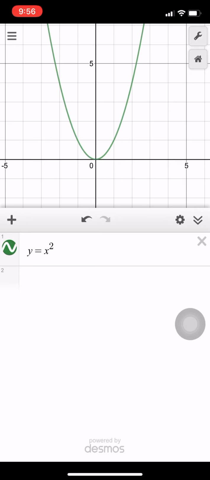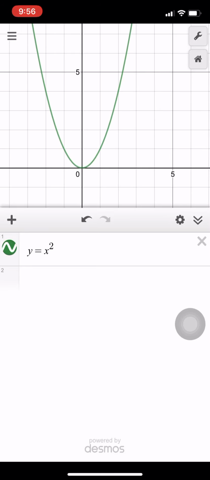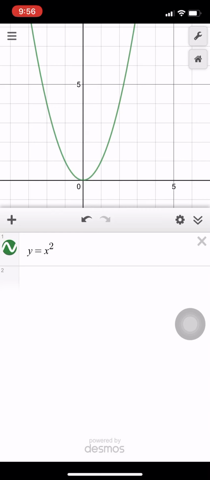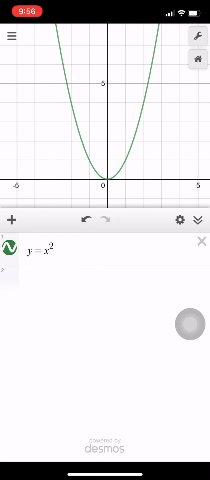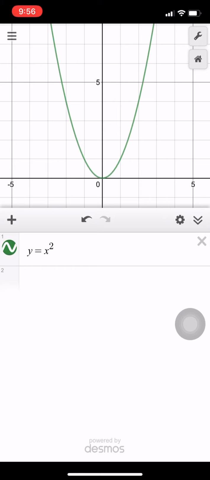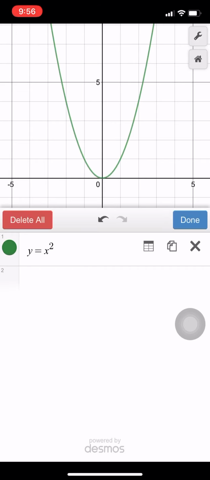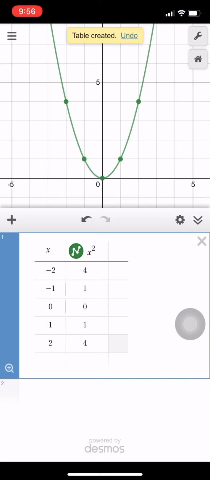Every square here is a unit of 1, so you can count if you need to figure out what point it is. Or if you want to see the table instead of trying to figure out what the points actually are, you can press this toggle, this little wheel over here on the right-hand side. When you press that wheel, a table pops up underneath, which gives you the table for the function or equation that you've typed in.